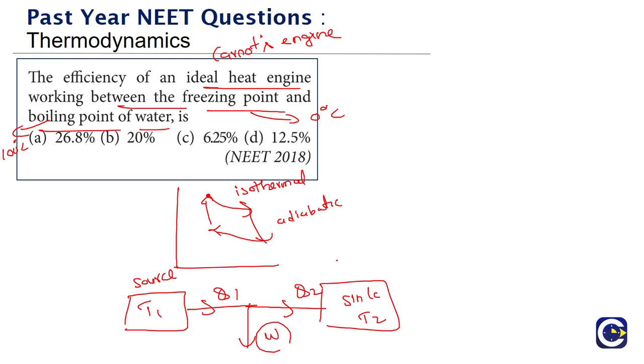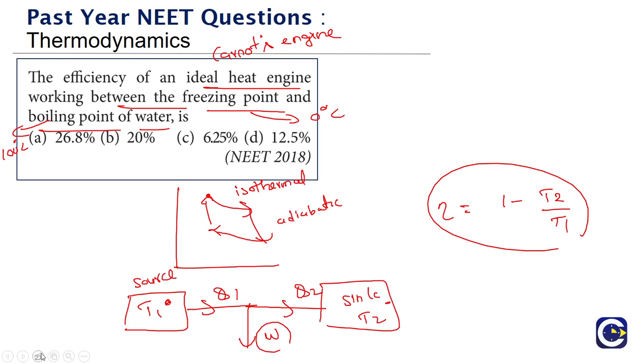Now the Carnot's efficiency will be given by 1 minus T2 by T1. So this is the maximum possible efficiency that we can achieve for any heat engine that operates between the corresponding source, which is at high temperature T1, and the sink, which is at a low temperature T2. So this is about the concept of the Carnot's engine.